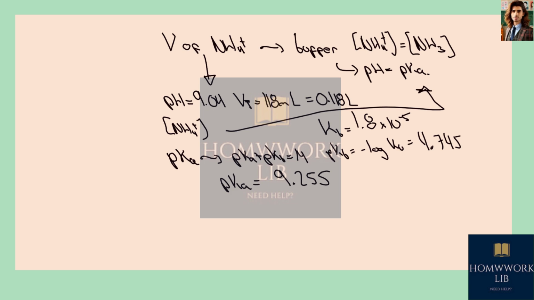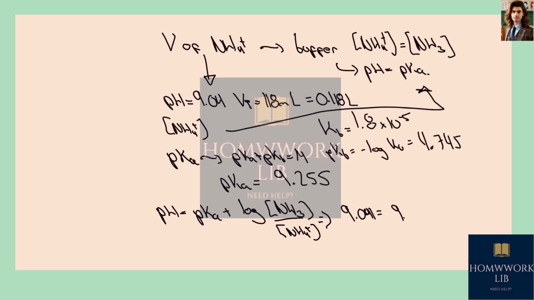So now what we know is that the pH is given by the Henderson-Hasselbalch equation, which tells us that pH is equal to pKa plus the logarithm of the concentration of the conjugate base, in this case NH3, divided by the concentration of NH4+, the weak acid. Now we can replace the values. 9.04 is equal to 9.255 plus the logarithm of the ratio of concentrations.